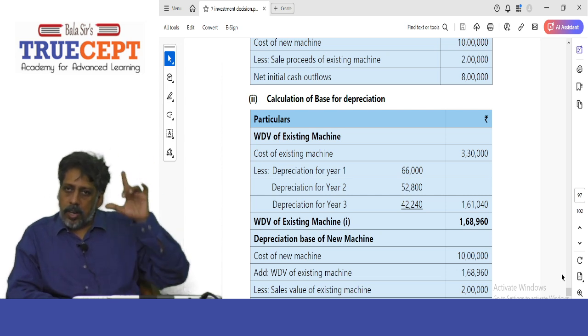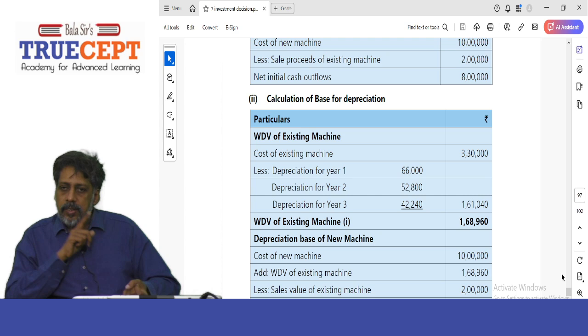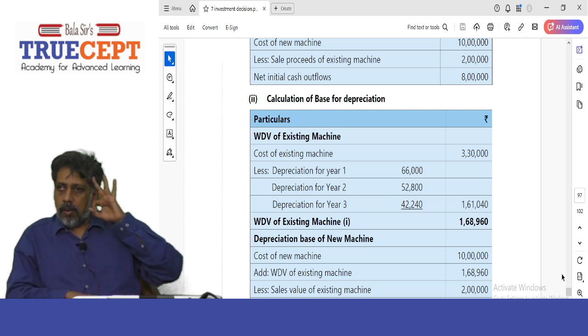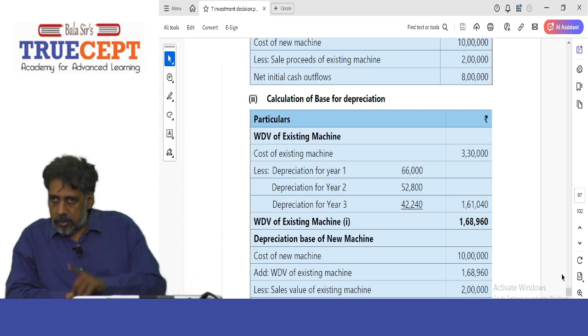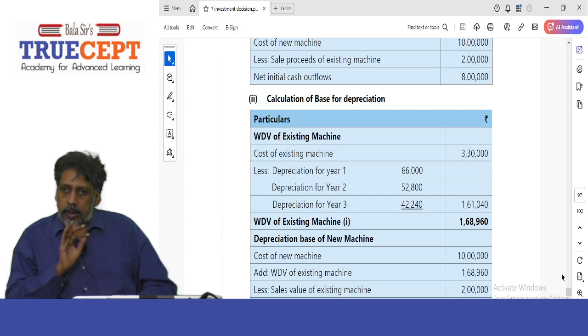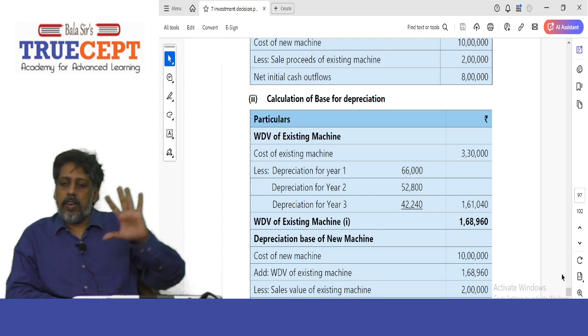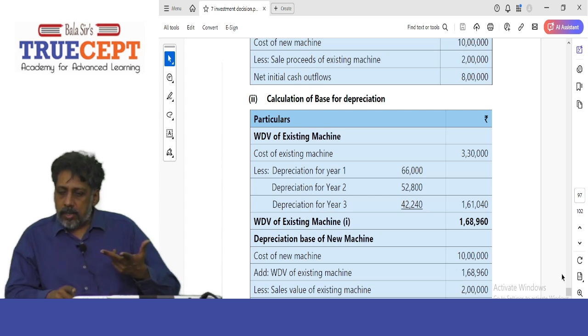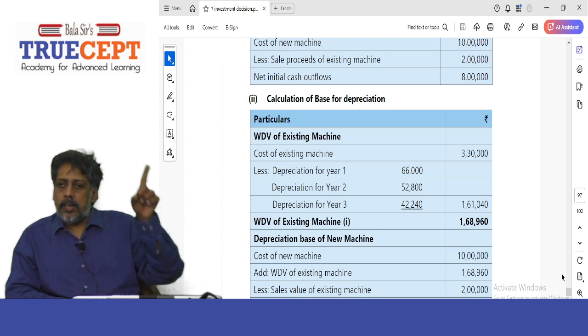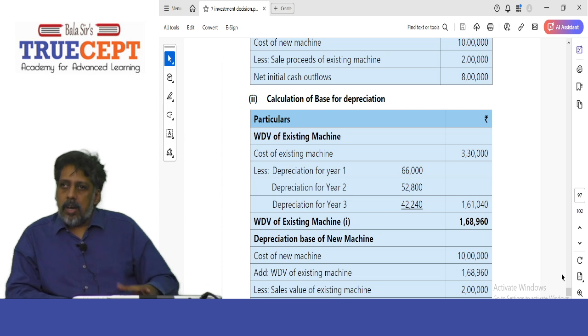So 3,30,000 on that 20%, how much? 66,000. Exactly. For the second year, from 3,30,000 minus 66,000, on the balance 20%. How much? The amount is 52,800. On 2,64,000 you take 20%, you will get 52,800.